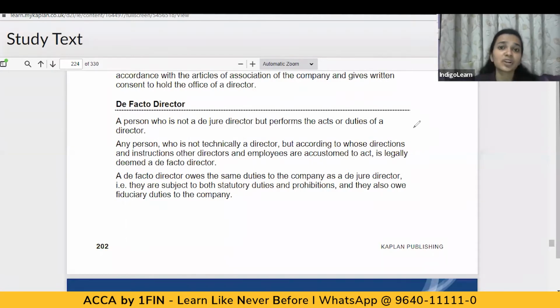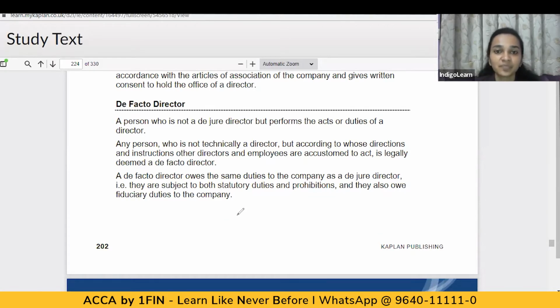Basically, he has not been appointed as a director, but he gives instructions or directions to the other directors and employees in the company, and they act according to his directions. Now, say for example, this is a hypothetical situation. Say for example, say Mr.